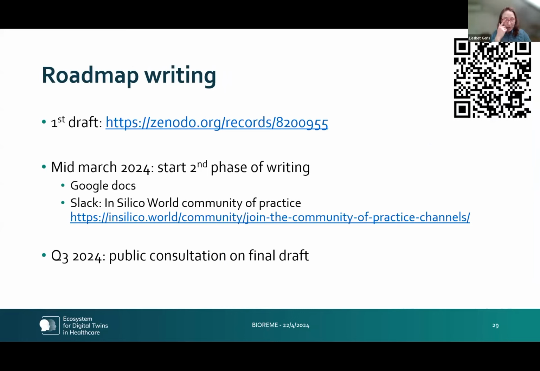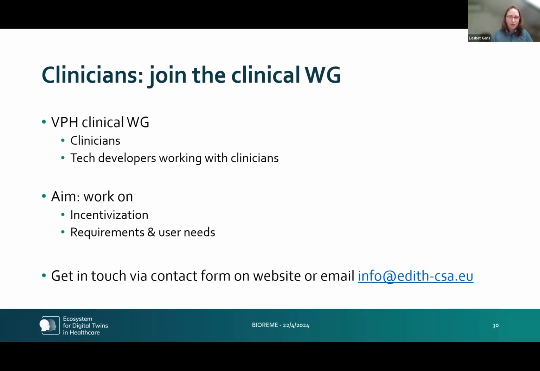And then we're of course writing the roadmap. We've recently reopened it, so there's still a draft on Zenodo, but there's also per chapter a Google Doc that you can actually go and read and contribute to. This has been distributed in different chapters, so you don't have to read everything to go to the place where you are interested in and contribute.